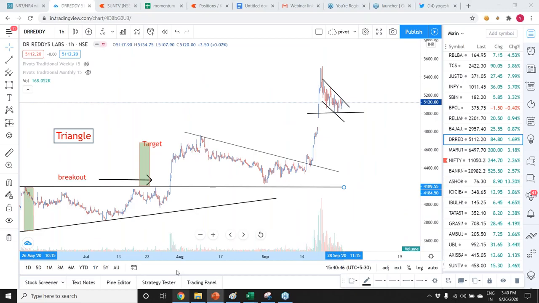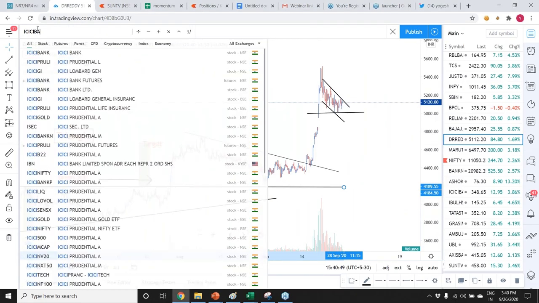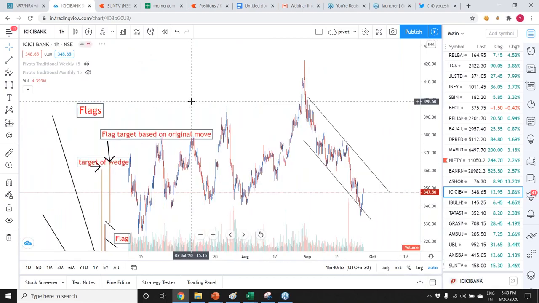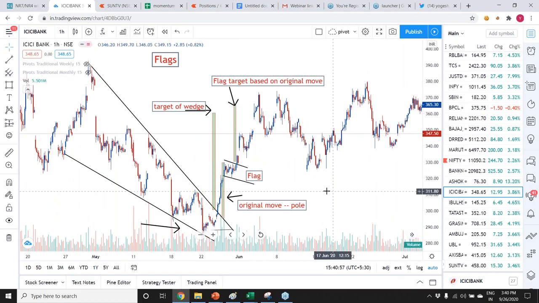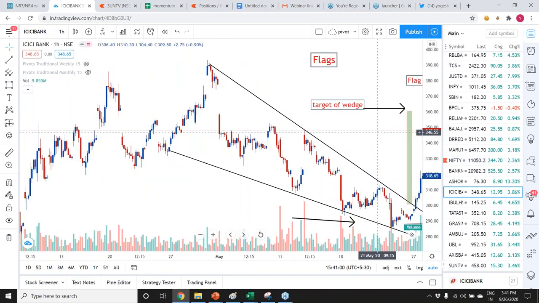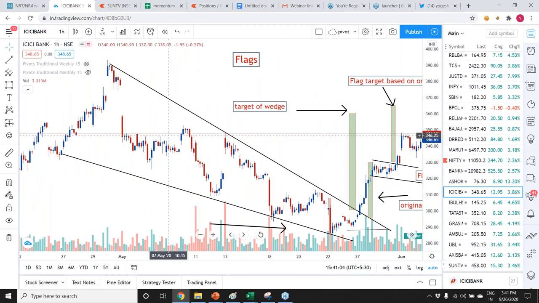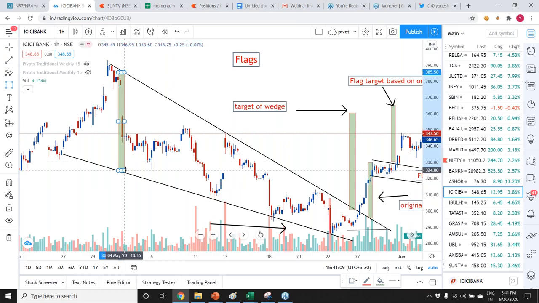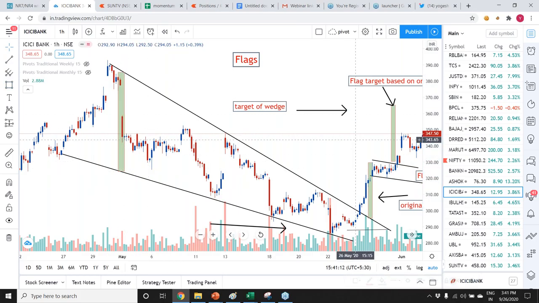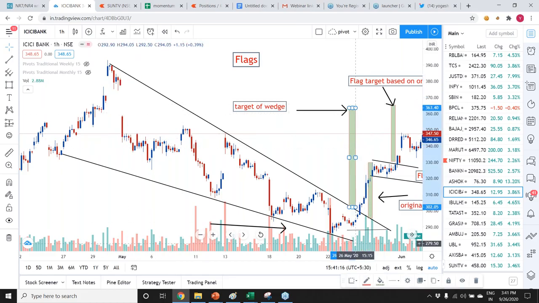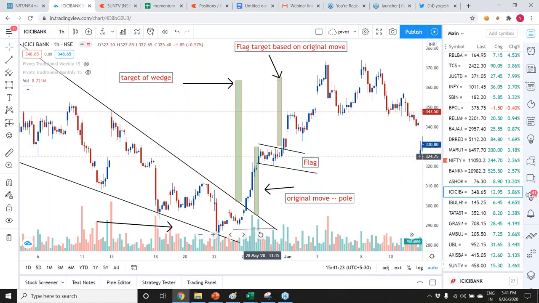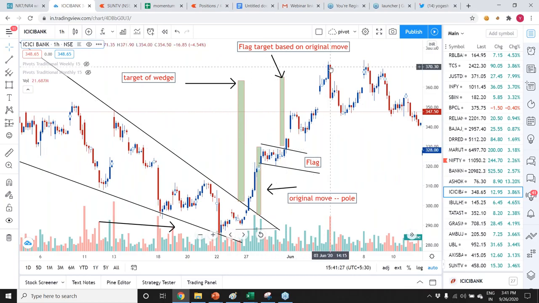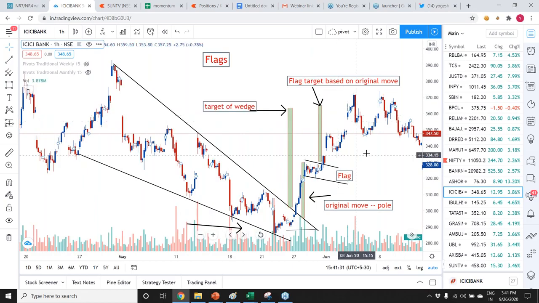Let me show you ICICI. As you can see, there is a wedge. Let me measure the height of this triangle. This is the breakout point. If I add this to the breakout, you can see this is the target, and after some consolidated moves, the stock achieves the target. Why it's important to know the target is because we should know how far the stock is going, how relevant this breakout is. That's the reason for knowing the target.